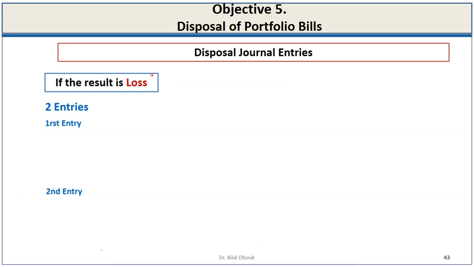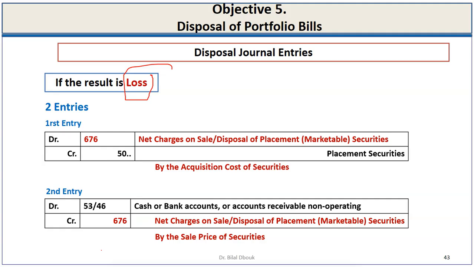If the result is a loss, as you can see here in red color, we have two entries also. We are moving the same account, but here we are moving an expense account, not a revenue account. So we debit account 676, net charges on sale or disposal of placement securities, and we credit placement securities account, which is account 50. And in the second entry, we debit cash or bank or accounts receivables, and we credit the same account 676, net charges on sale or disposal of placement securities. So the first entry is by the acquisition cost, and the second entry by the sale price of securities.